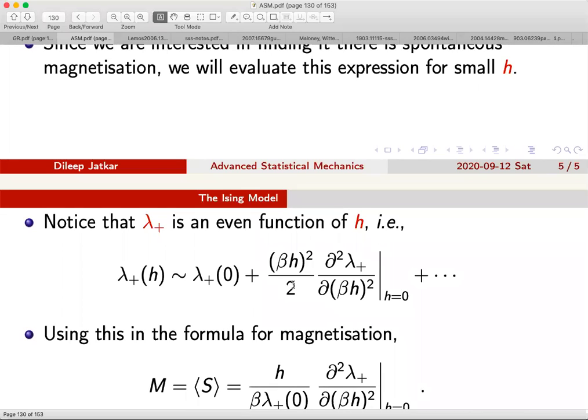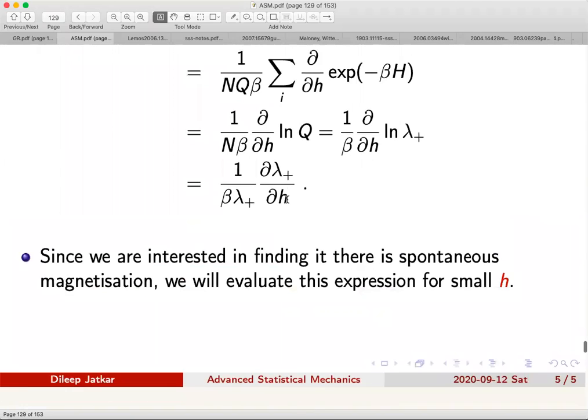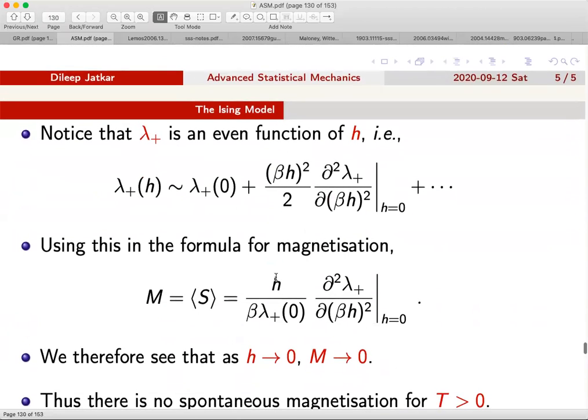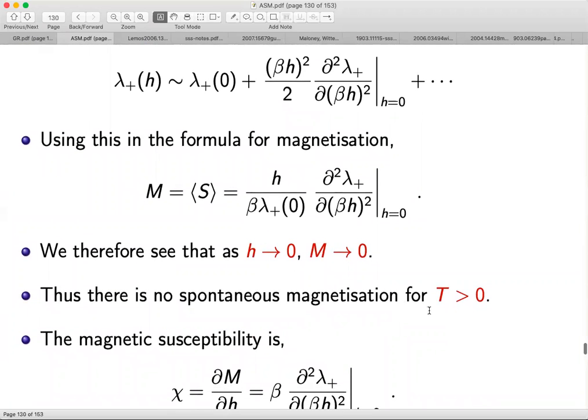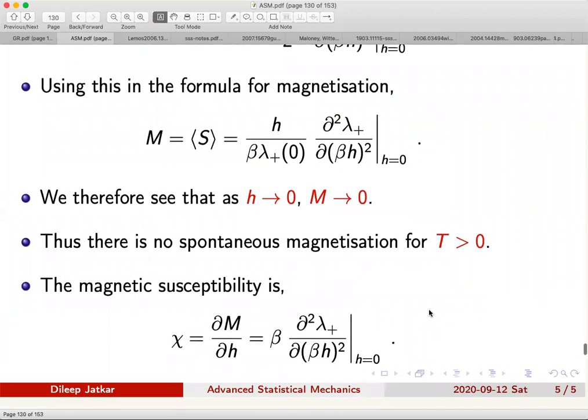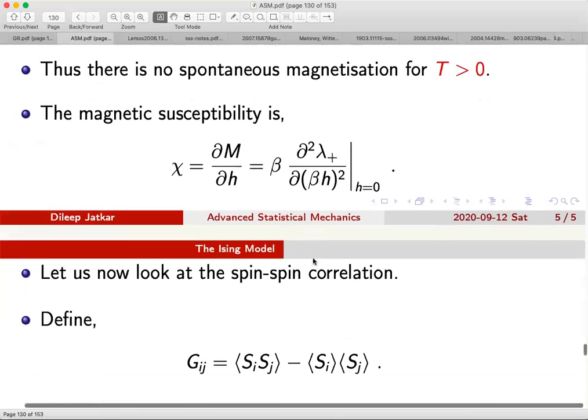Is it okay? And now, of course, since the average value of spin is a derivative of lambda plus with respect to H, the magnetization is an odd function of H. And as a result, when H goes to 0, magnetization goes to 0. That is the statement that there is no spontaneous magnetization. The susceptibility is, of course, the derivative of the magnetization, and therefore you can find this quantity by just taking the second derivative, and that is this expression.